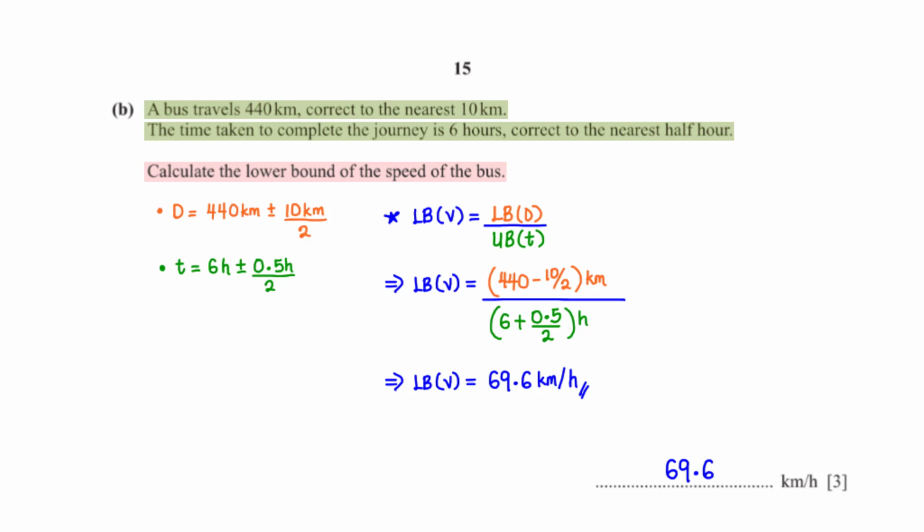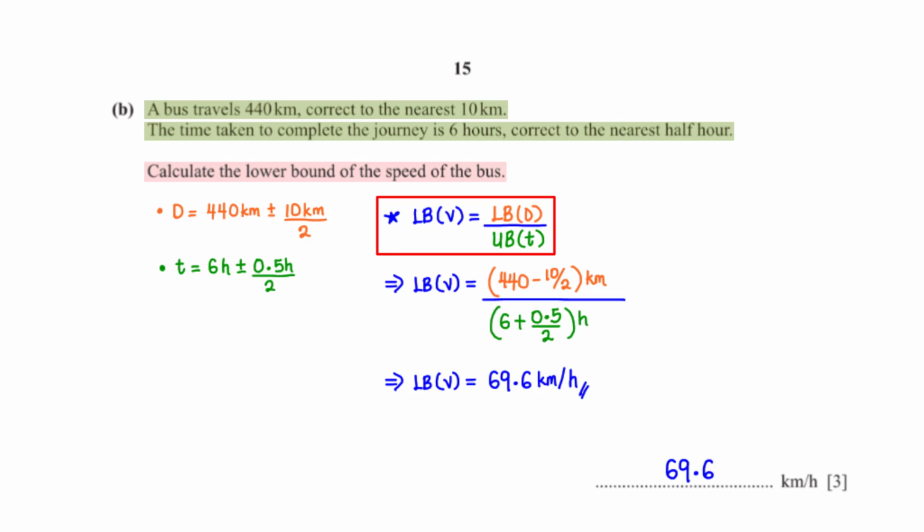Since we are correcting the distance to the nearest 10 kilometers, we have 440 kilometers, then we bring in plus and minus 10 kilometers divided by 2. And for the time duration, we have 6 hours, then we bring in plus and minus 0.5 hours divided by 2. To get the lower bound of the speed, we divide the lower bound of the distance by the upper bound of the time duration.